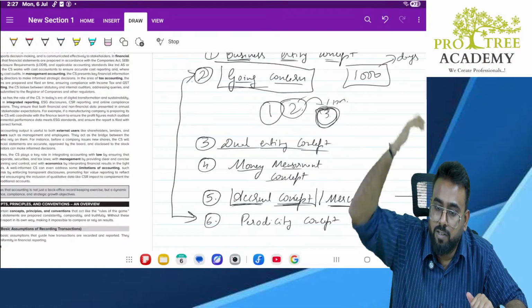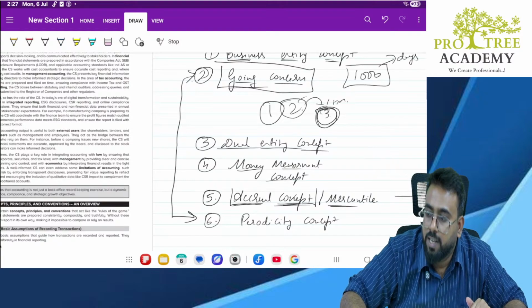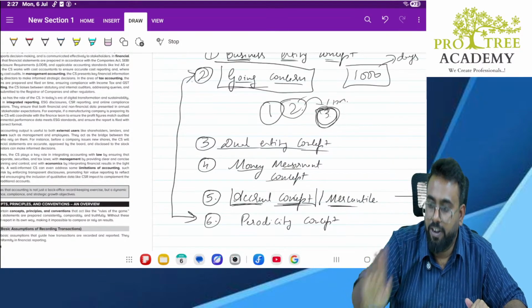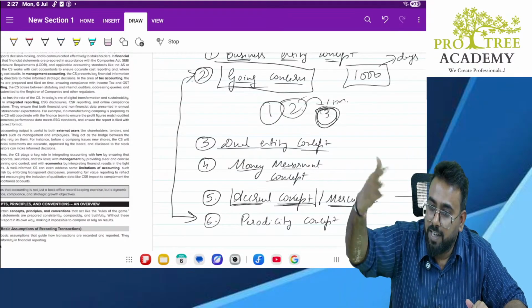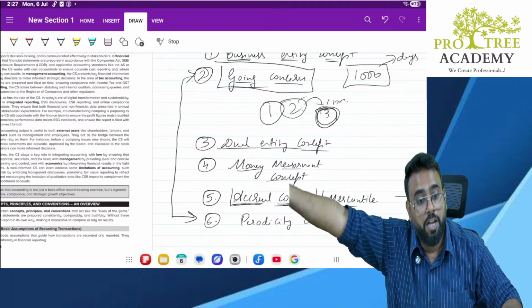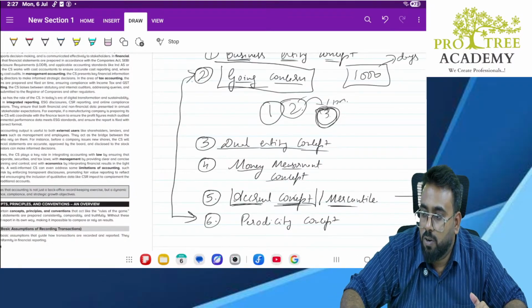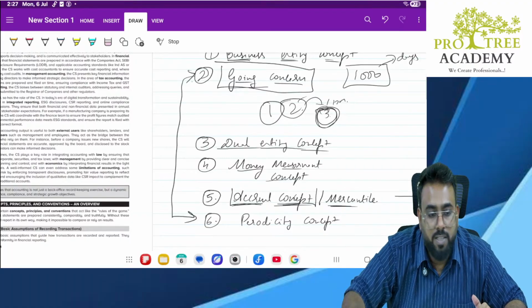You only said business will continue forever. How can you prepare a balance sheet and P&L? Correct. So that is where your periodicity concept comes in and says, boss, wait. I know business will always continue forever, and we would understand the profit and loss only at the end of the business life cycle, and that will never happen. Correct or no? Many of the businesses are running from ages. They will never shut down.